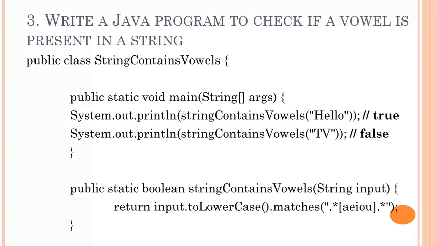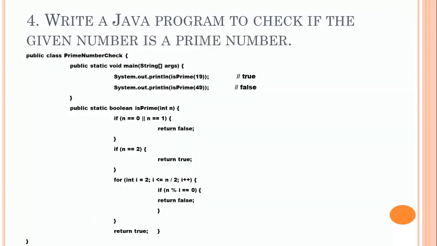So it will verify whether that string contains vowels. If it does, it will return true, otherwise it will return false. For the given example, we have two example strings. The first is hello. Hello contains the vowels E and O, so it will return true. And we have one more string variable, TV. It doesn't contain any vowel, so it will return false.